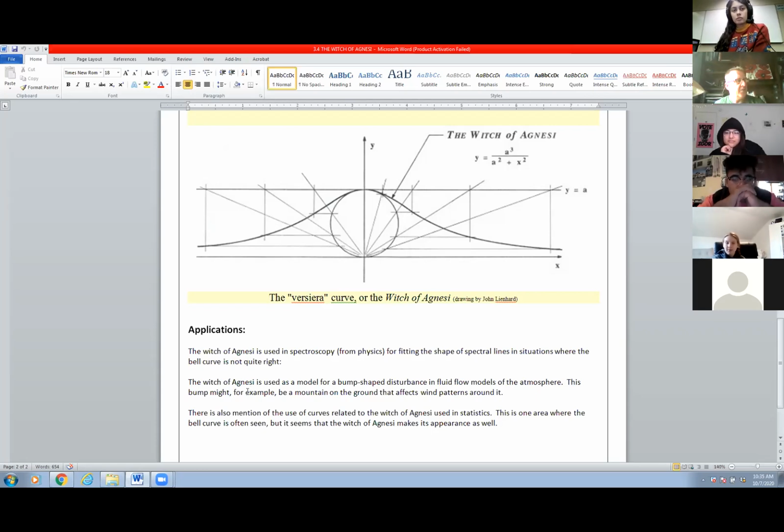Or this is probably one of my favorites. This is used as a model for a bump-shaped disturbance in a fluid model of the atmosphere. Let me oversimplify that by saying, okay, you've got this particle of water, or something floating in the water, and it's just ripping along in the stream. But then it encounters something, like a calculator. Someone's left a calculator in the stream. That is weird. And so it has to go up over the top of it.